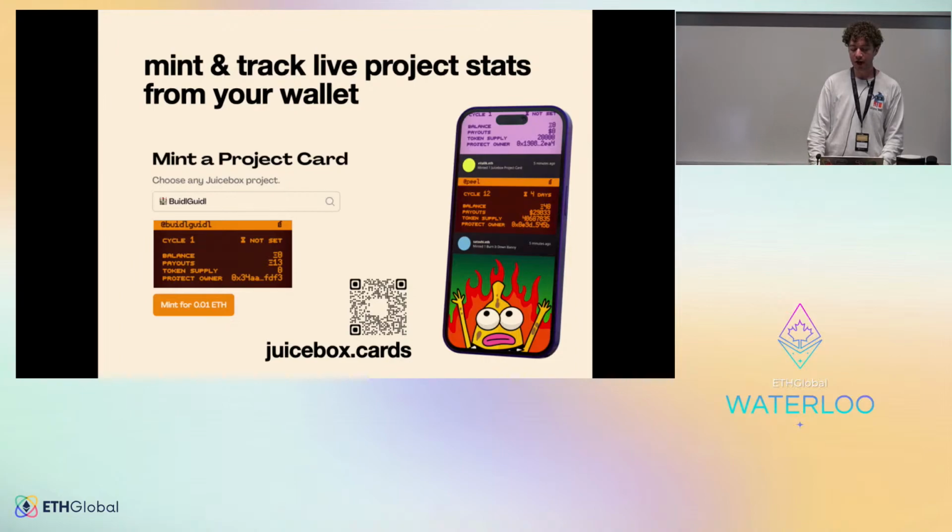My solution was to create something called juicebox.cards. This is an 1155 open edition contract with a very low mint price. When someone mints one of these cards, they receive an 1155 in their wallet. The proceeds go to the project in question. And the metadata for this 1155 open edition is simply a reference to the Juicebox project's own metadata.